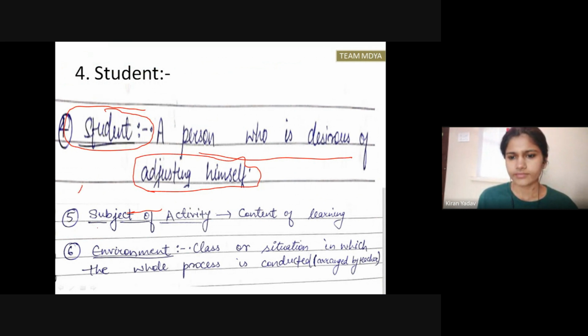Subject of activity. Subject of activity means all the content that is being taught. So this is subject of activity, content of learning. Environment, the sixth and last factor, is the class or situation in which the whole process is conducted. Environment is the space, the classroom, and this is arranged by a teacher.